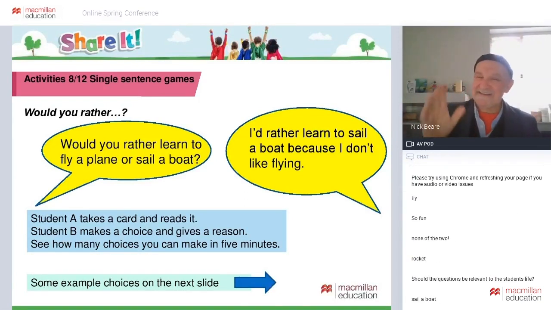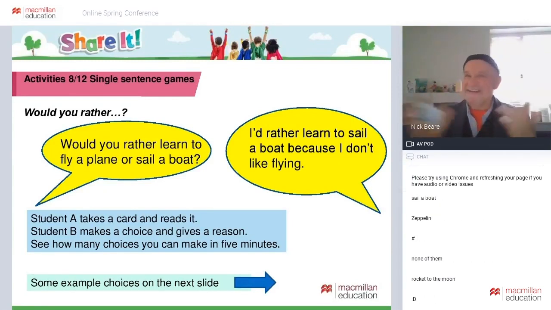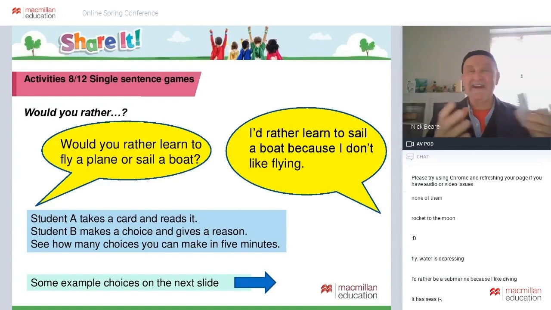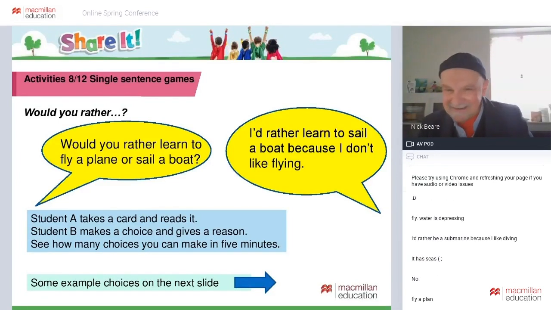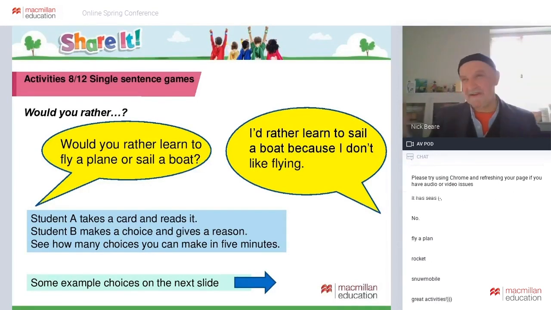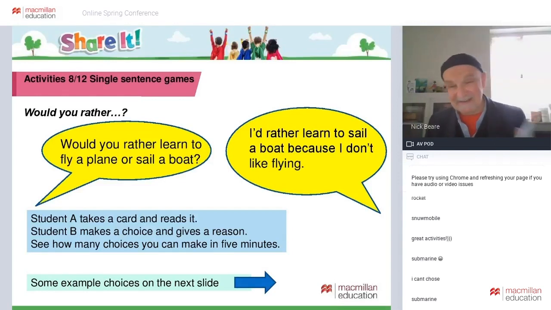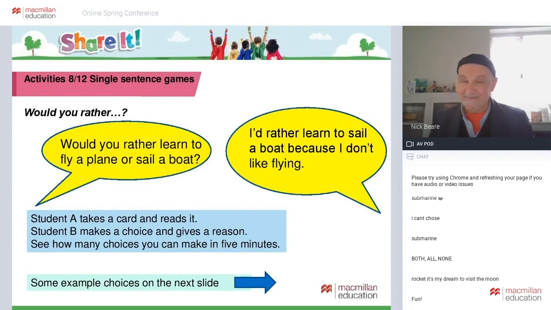What's nice about this is what a lot of students do as they get older, particularly teenagers. They find some funny little take on it. So you carefully design the questions so that they can choose one or the other, and they find some way of choosing both, like taking a submarine and exploring the seas of the moon. So I can't choose, etc. Yeah, well, that's great. Both or none. They can't have none. Right.